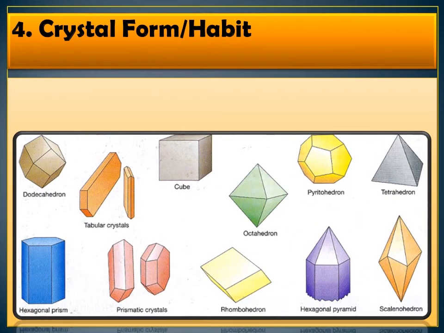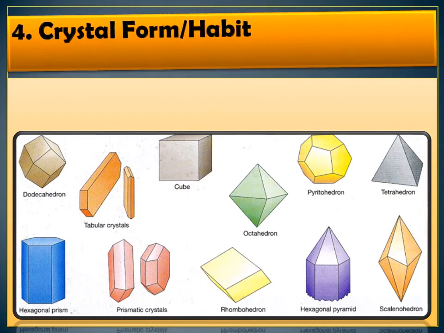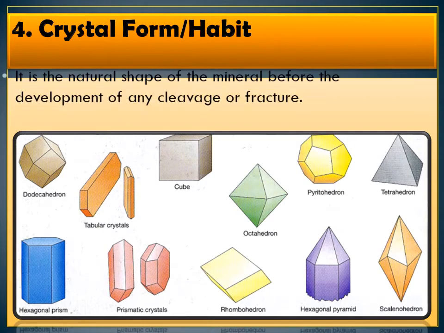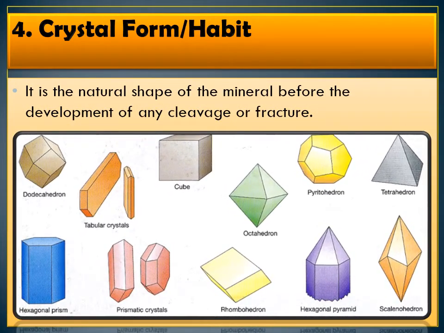Crystal form or habit is another mineral property. This is the natural shape of the mineral before the development of any cleavage or fracture. It reflects the internal structure of atoms and ions. Take a look at the picture below. Minerals can either be prismatic, tabular, bladed, platy, reniform, cube, octahedral, and so on and so forth.